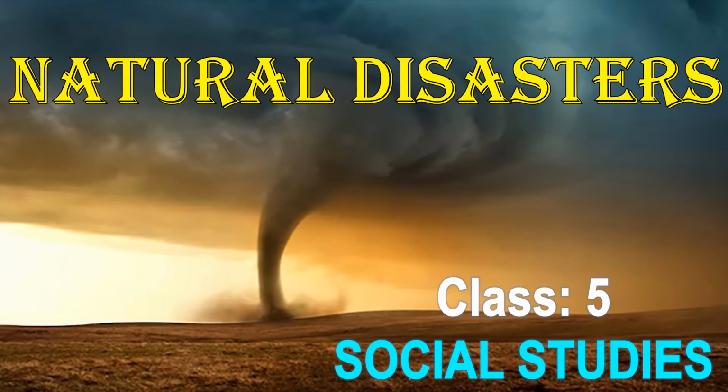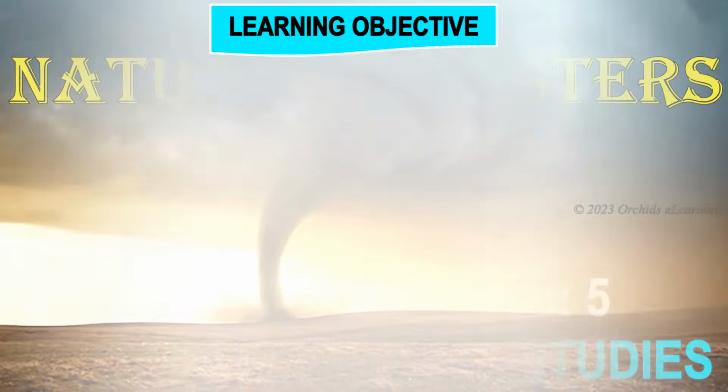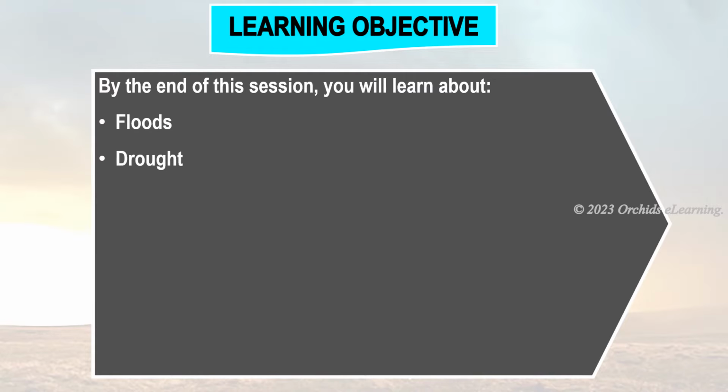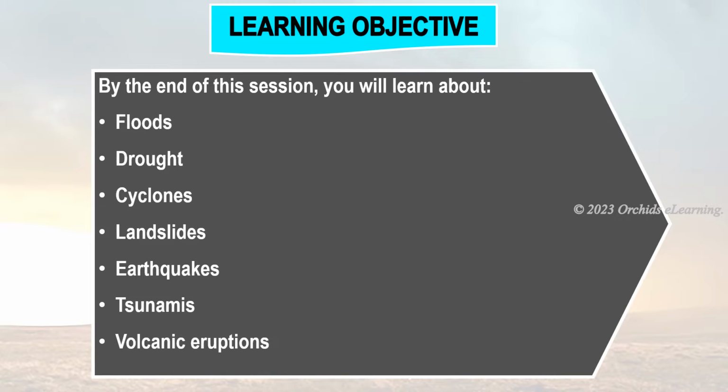Natural disasters. Class 5. Social studies. By the end of this session, you will learn about various types of natural disasters, such as floods, drought, cyclones, landslides, earthquakes, tsunamis, and volcanic eruptions.